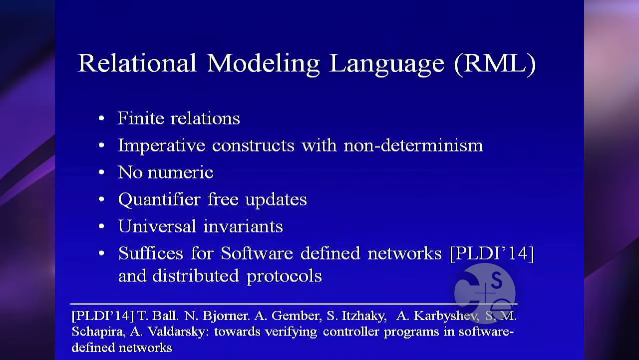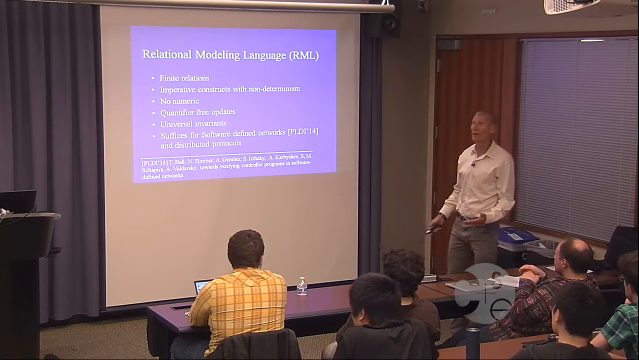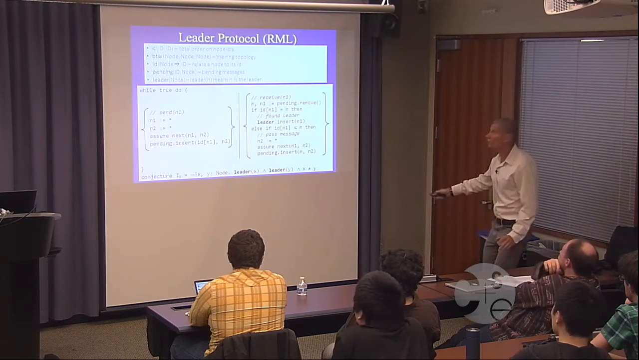It supports finite relations. It supports loops and imperative constructs, but it doesn't have any numeric values. It has quantification, but there is no quantifier, just quantifier-free update. It only supports universal properties. Actually, we have shown in previous work that we can use a similar language for software-defined networks, but it's a very, very limited language.